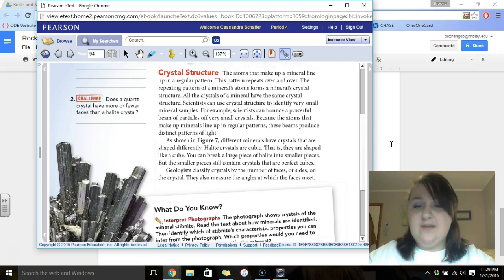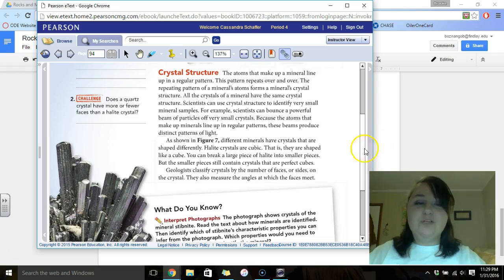Shown in Figure 7, different minerals have crystals that are shaped differently. Halite crystals are cubic. That means they're shaped like a cube. You can break a large piece of halite into smaller pieces. Geologists classify crystals by the number of faces or sides on the crystal. They also measure the angles at which the faces meet.